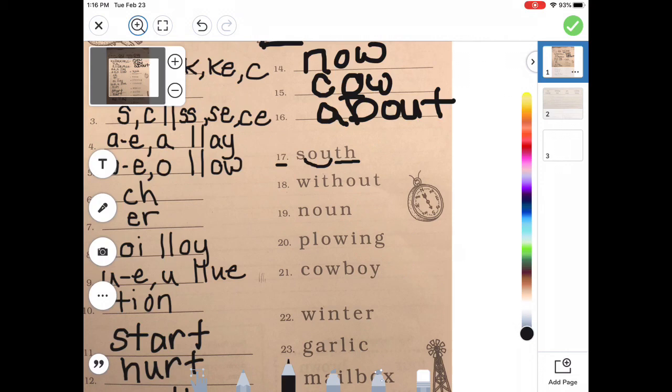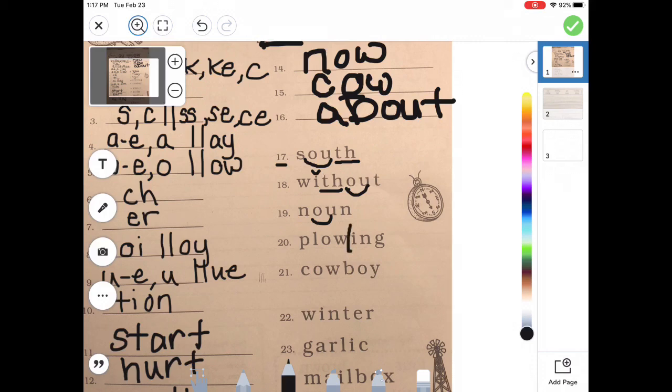How about in our next sentence? What do you see? I've got digraph TH, that's right. What else do I have? I've got an I in front of a T, so it's going to be short. And then I also have that OU, so it's going to be hooked together, so with. With and then out. Without. Good job. All right, and then I have the OU I'm going to hook together, so noun. Noun.